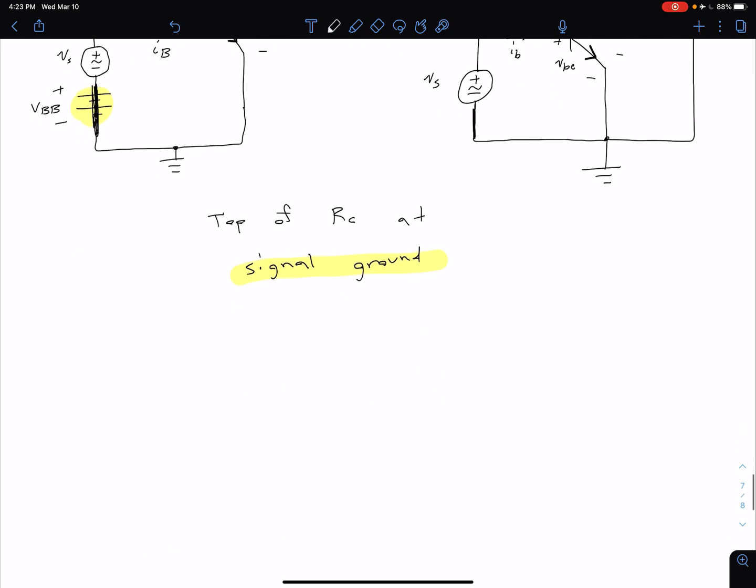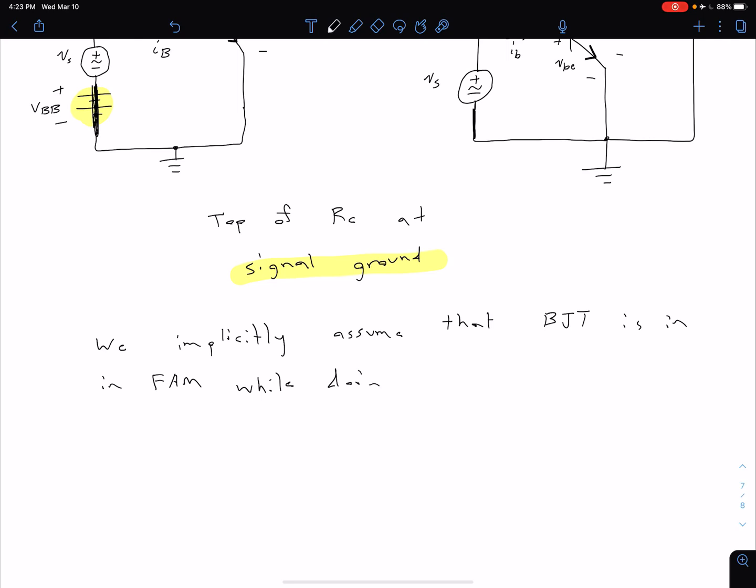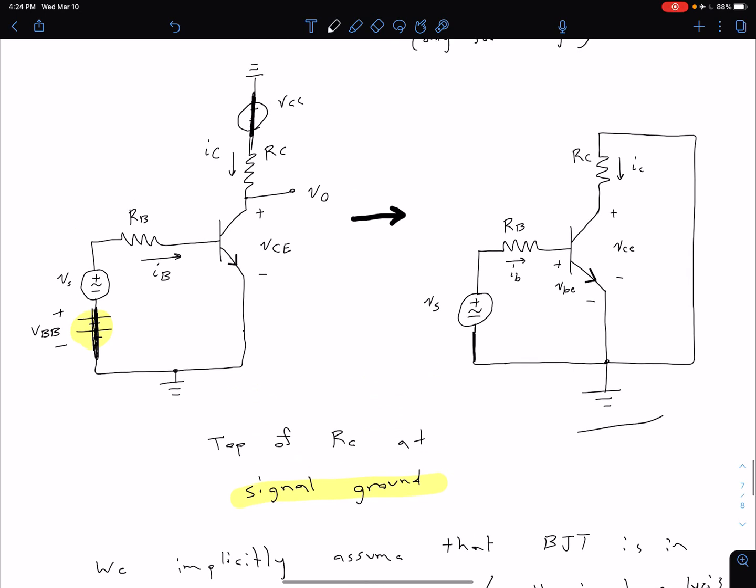In that same vein, while we're doing this AC analysis, we're going to implicitly assume that we're still biased at the Q point and we're in the forward active mode. So we implicitly assume that our BJT is in the forward active mode while doing AC analysis. Again, that's the same thing I was saying earlier. So our AC analysis, or we can also call it our small signal analysis.